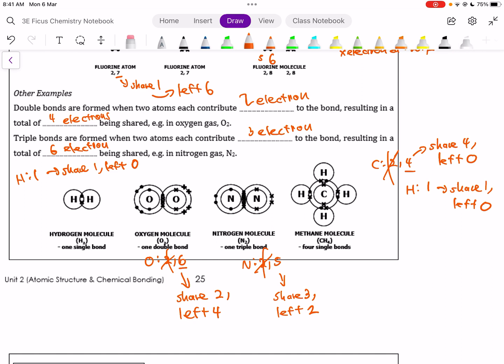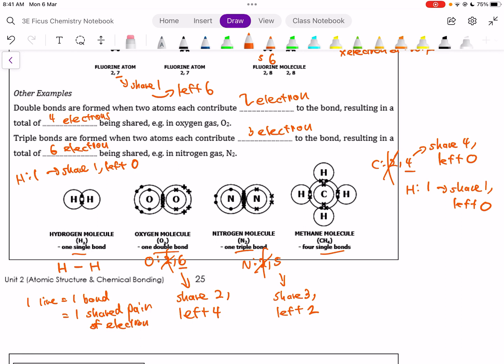Then there's also this thing called the structural formula. You notice I write 1 single bond, 2 bonds, 3 bonds, 4 single bonds. How do I do that? I put 1 line. One line is equal to 1 bond, which is equal to 1 shared pair of electrons. Pair means 2.